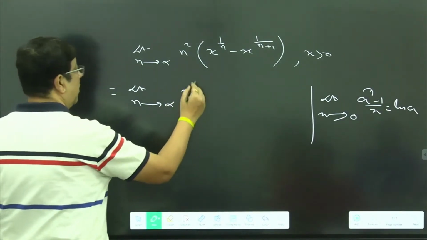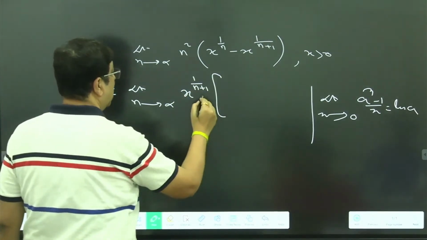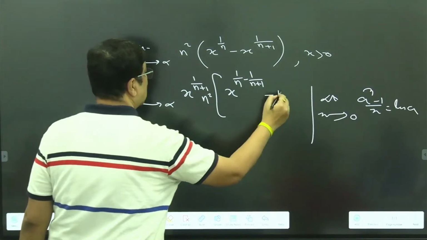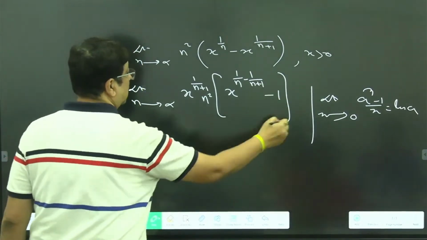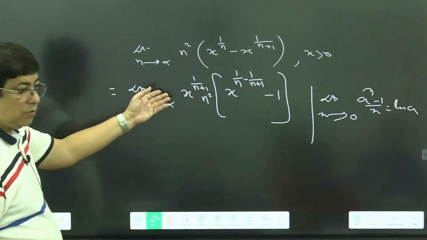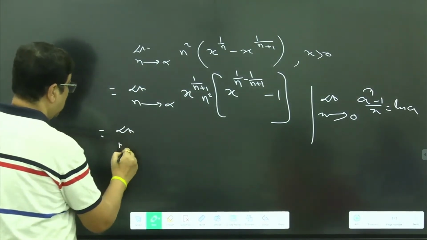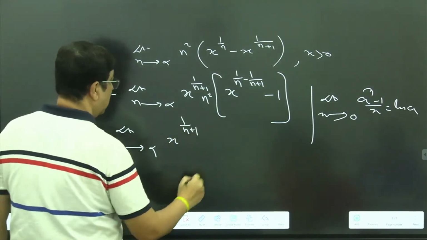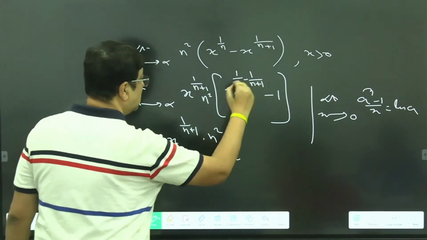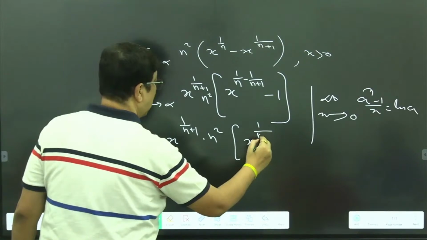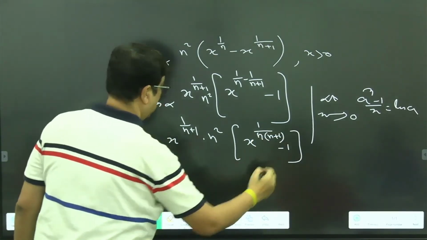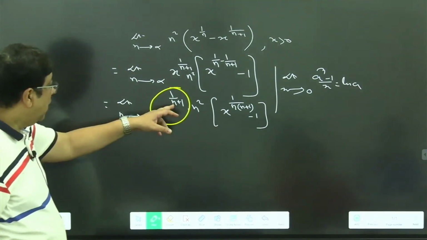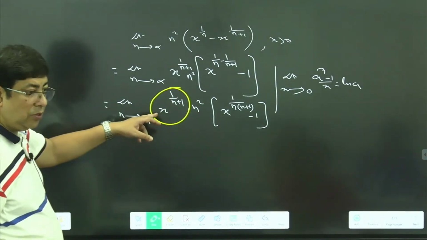So I am taking n square, x to the power 1 by n minus 1 by n plus 1. Any clarification? I am taking x to the power 1 by n plus 1 out. Therefore, limit n tends to infinity, x to the power 1 by n plus 1 into n square, and doing the LCM of this, x to the power 1 by n into n plus 1 minus 1. In the product form, we can apply the limit directly. If n tends to infinity, 1 by infinity is 0, and x to the power 0 means 1.